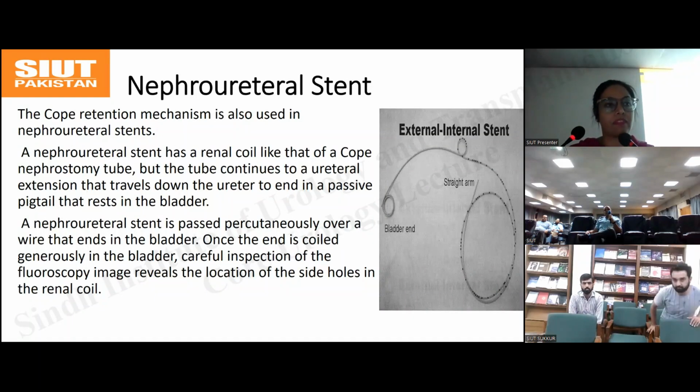This is the DJ stent. No, sir. This is the percutaneous tube. What is it? This basically passes antegradely into the kidney. First, we puncture the kidney. We enter this through the kidney, and the DJ we pass retrogradely from the bladder.